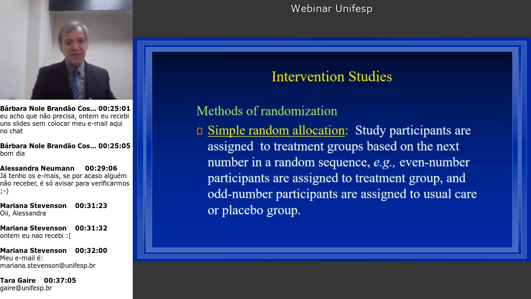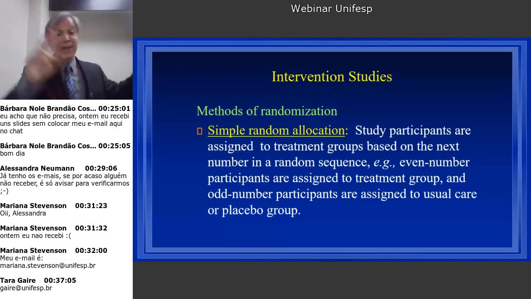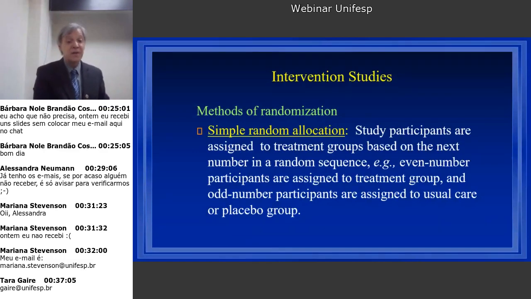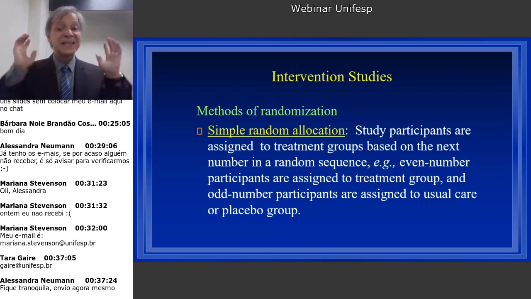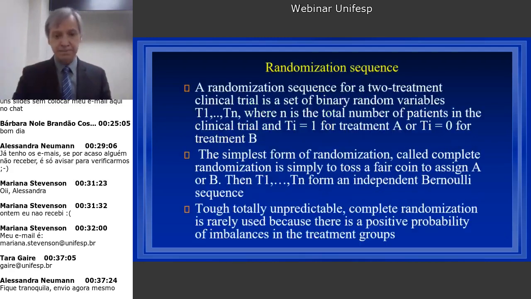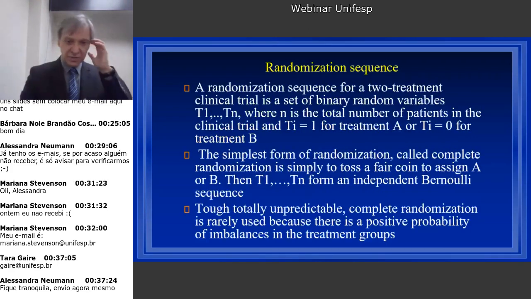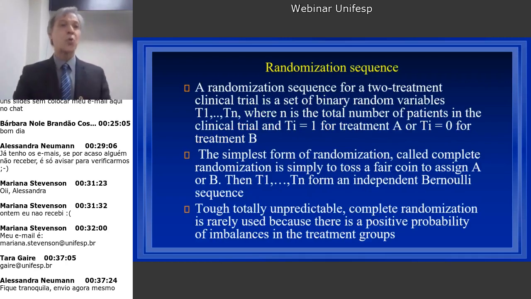So the randomization, the simple form is a simple random allocation. Study participants are assigned to treatment based on the next number in a random sequence. Even number participants are assigned treatment, and odd number participants are assigned to usual care or placebo groups. Very simple, right? And it's totally random. And that's still the best form, because it's simple, everybody understands it, and you don't have a problem with that. But there's variation of the thing. We need to go quick on this, folks.